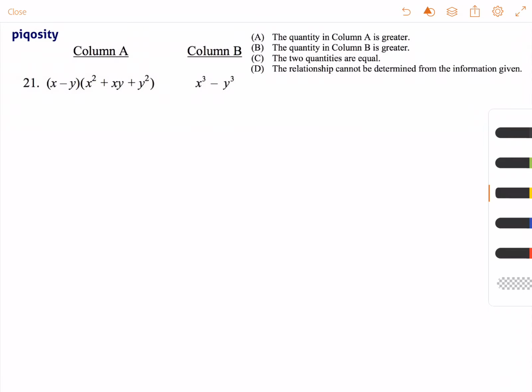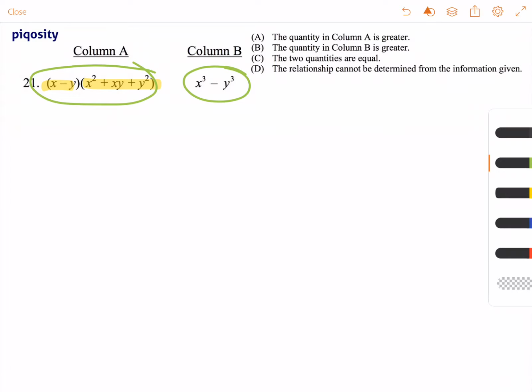This is Stephen, and this quantitative comparison is testing your ability to multiply polynomials. In this case, you're multiplying a binomial to a trinomial, or a two-part expression to a three-part expression. The nice thing is, with column B, x to the third power minus y to the third power is all that it can be. So we need to try and get column A to do or seem like column B.